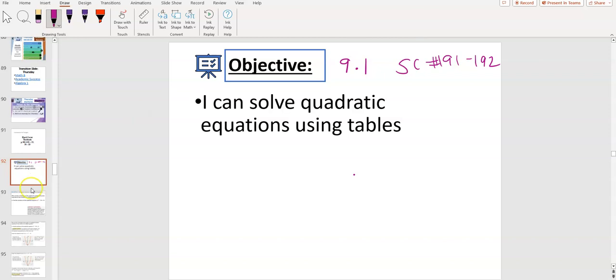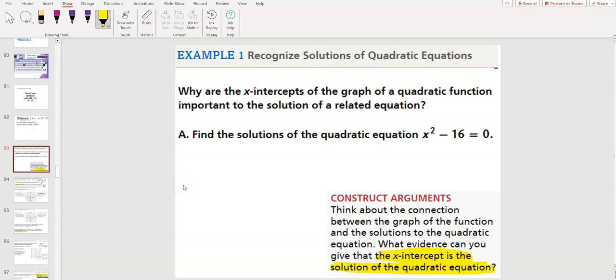Okay, so we are starting to look at quadratic equations, which are very closely related to quadratic functions, and we need to find solutions of these equations. So while we're working on this and while we talk about the solutions of quadratic equations, I want you to think about the connections between the graph of the function and the solutions to the quadratic equation. What evidence can you give so that the x-intercept is the solution of a quadratic equation? So we know that the x-intercepts of a graph or of an equation are the solutions to the quadratic equation, okay?